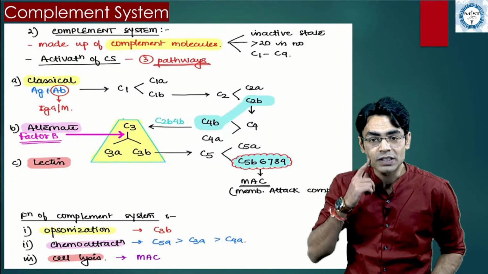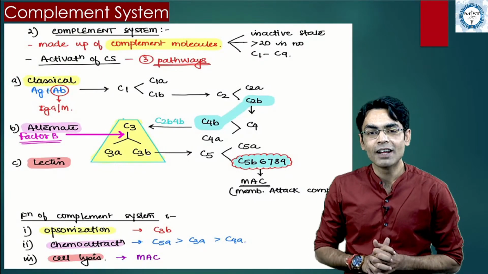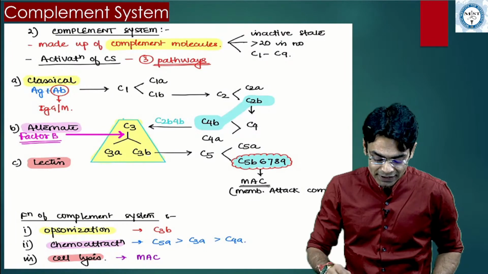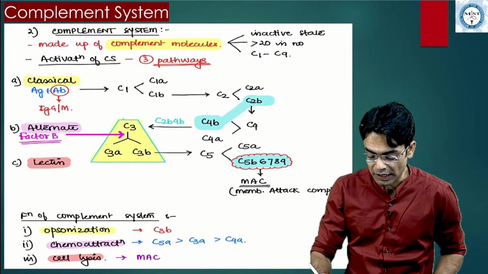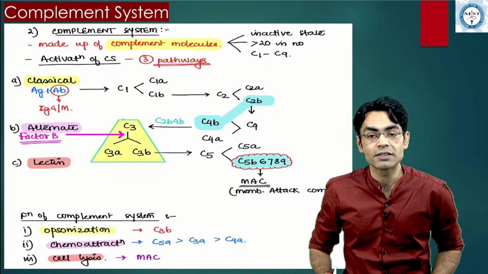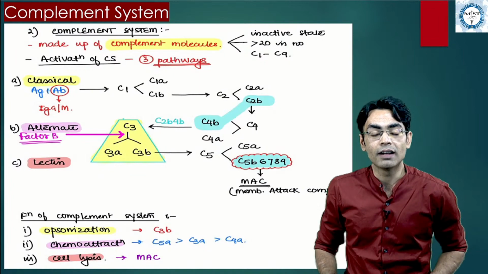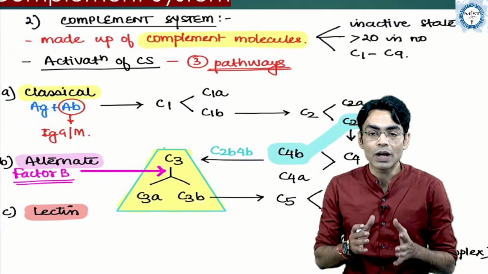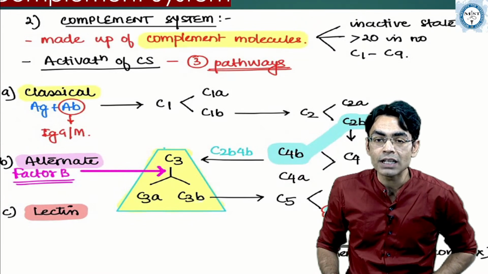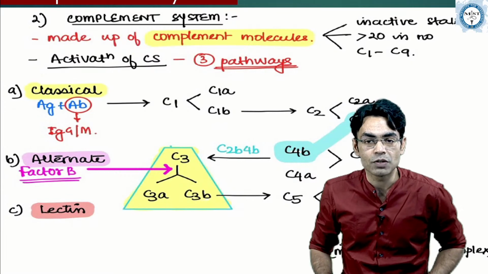The first doubt was regarding the complement system. Now, in the complement system, as I have told you, this is something which we have inside our blood, and these protein molecules are inactive molecules, more than 20 in number, and we are numbering them from C1 to C9. To have them function properly, we need to activate them, and for activation we have got three pathways.